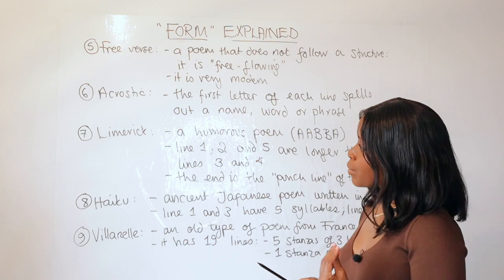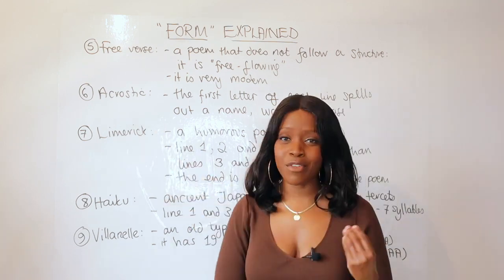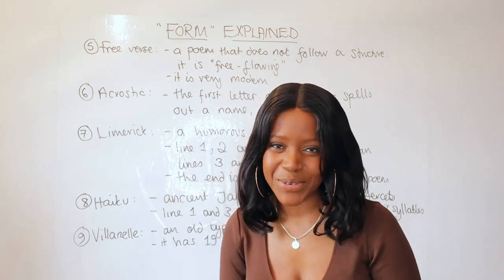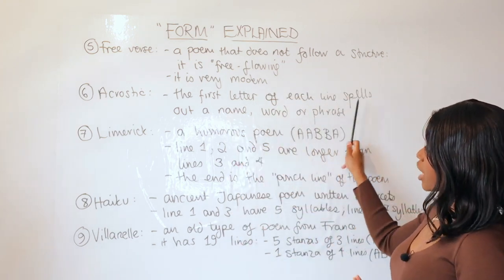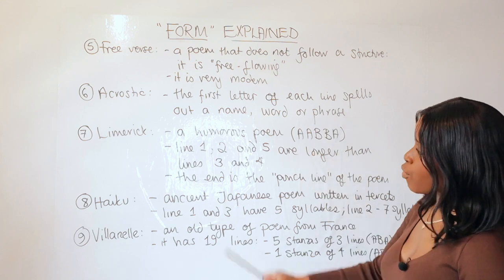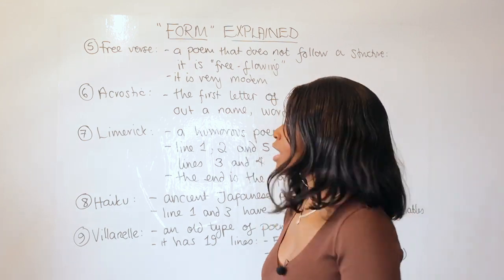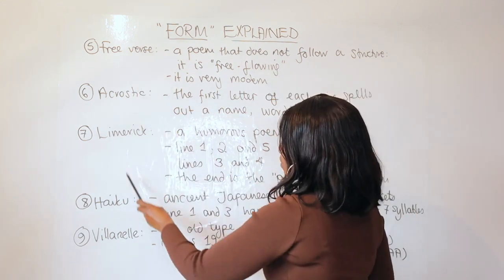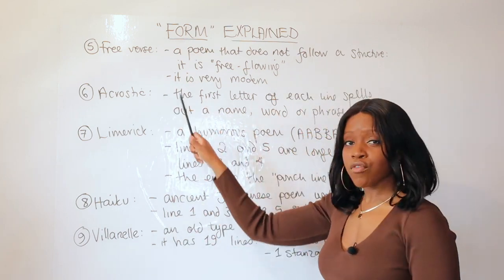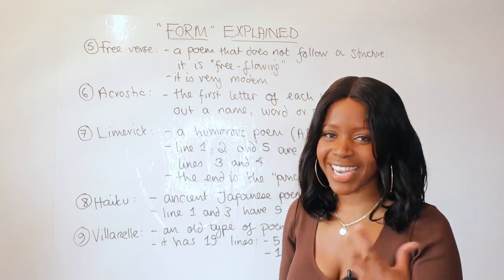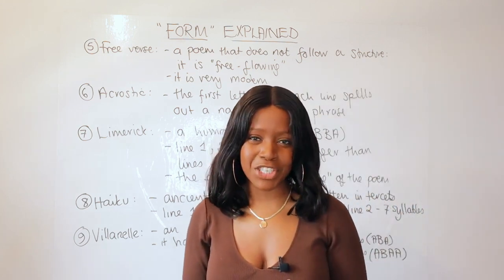The next poem to be aware of is the acrostic poem, and you've probably heard of it, especially in primary school. Now, this is a poem where the first letter of each line spells out a name, word, or phrase. For example, let's say you've written happy, H-A-P-P-Y. You write it on one side, and then for each letter, you then write out a verse of poetry. So again, very, very popular with school teachers.